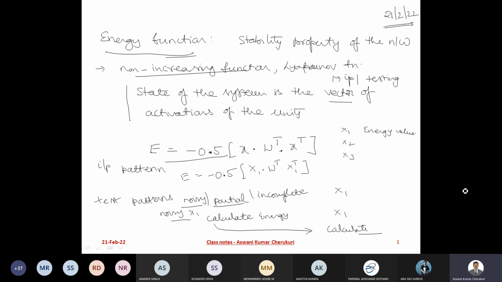So we have seen the parameters. One is the stability property through the energy function. The other day we saw the Hamming distance. Then we have also seen the storage capacity of the network. So that's all with regard to the memory models.